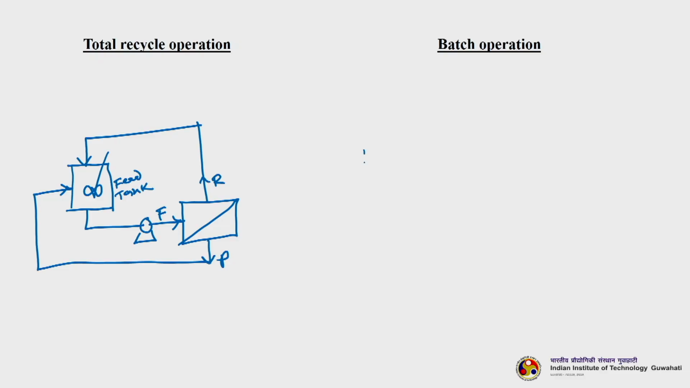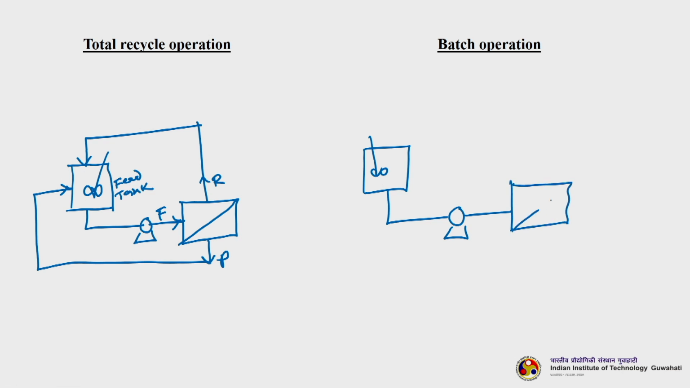The second one is the classical batch operation. Many times you will see many books writing that batch and concentration are the same. So, you have a feed tank. Then your feed is pumped to a cross flow membrane. You will get your permeate here, and your retentate you will take back to the feed tank.